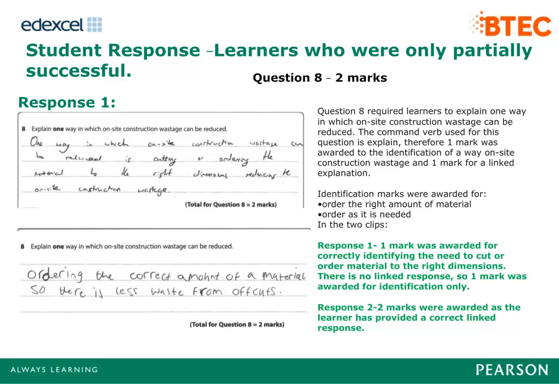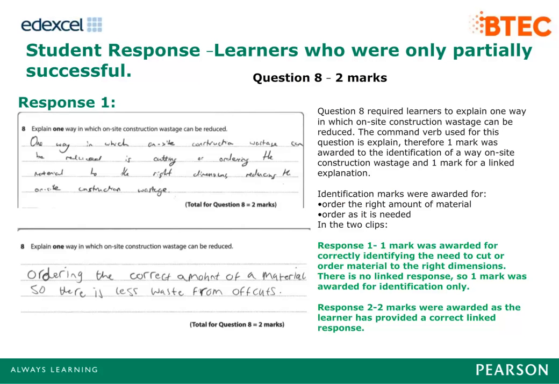Question 8 required learners to explain 1 way in which on-site construction wastage can be reduced. The command verb used for this question is explain. Therefore, 1 mark was awarded to the identification of a way of reducing on-site construction wastage, and 1 mark for a linked explanation. Learners were often able to achieve 1 mark for the identification of a way to reduce on-site construction wastage, but then were unable to provide a linked explanation. Identification marks were awarded for order the right amount of material, order as it is needed.